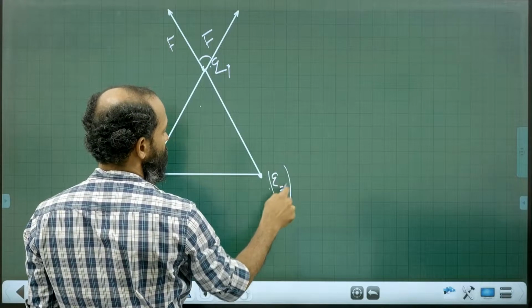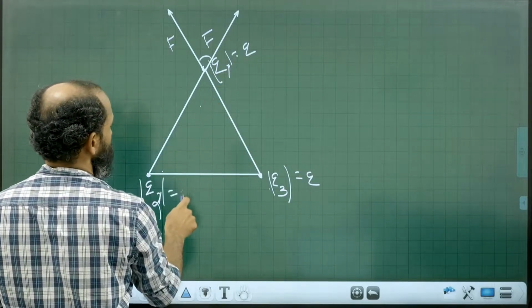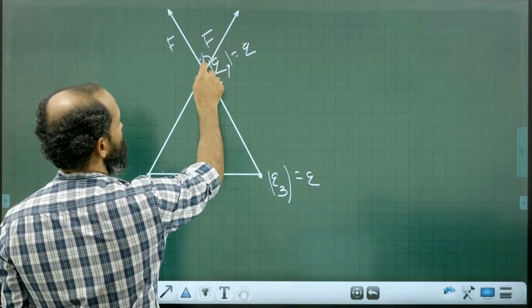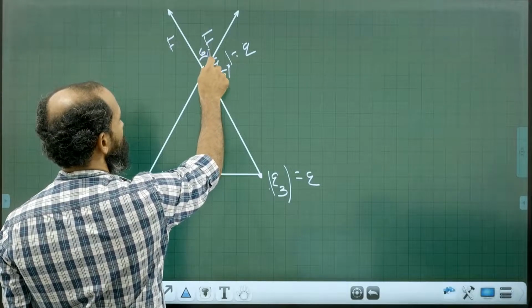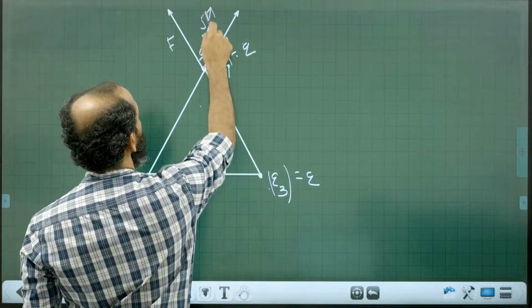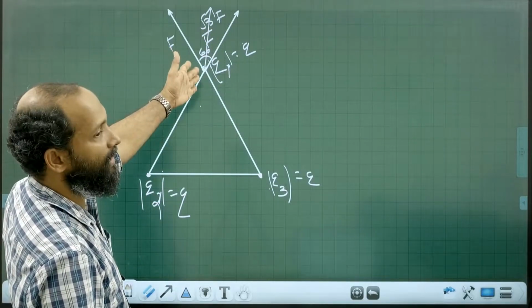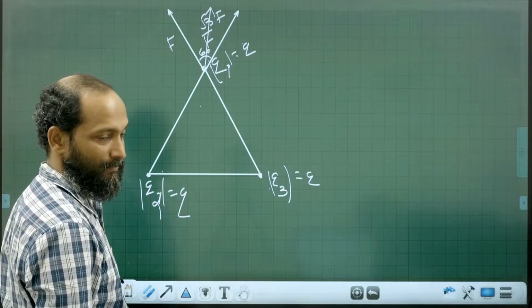Let all these charges be the same, as I have told earlier. Then only these two forces can be taken as the same. If this angle is 60, as in an equilateral triangle, the resultant will be along the angle bisector, and that is root 3 F. See, the new force is different in both magnitude and direction.